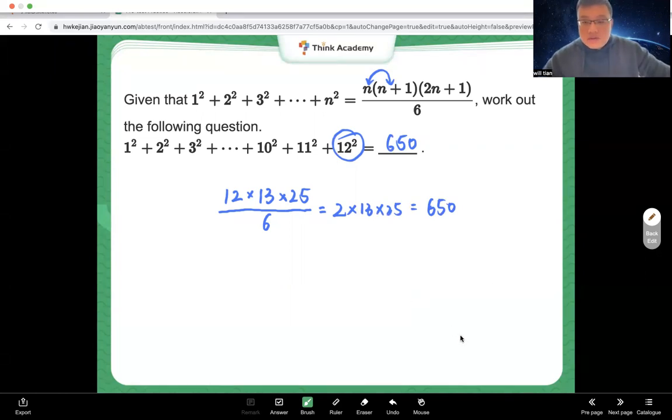So actually in the real test of exam, you'll be given this formula as well, and you just need to know how do we use this formula.